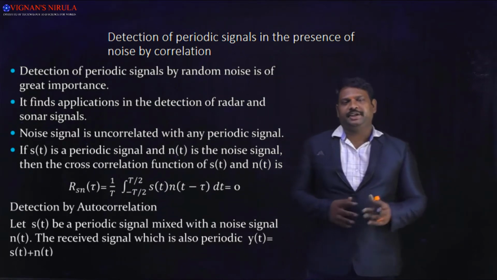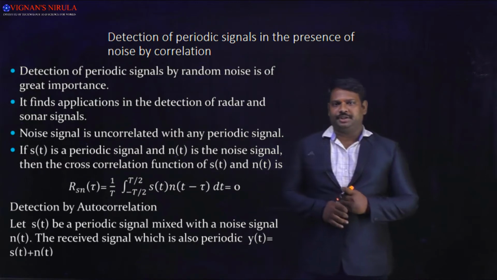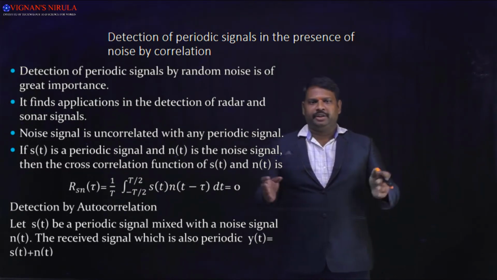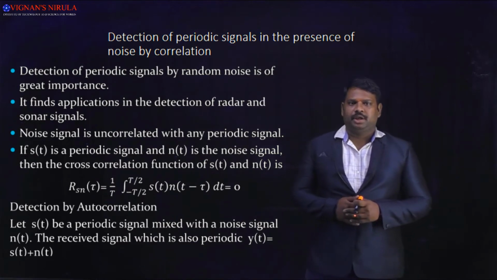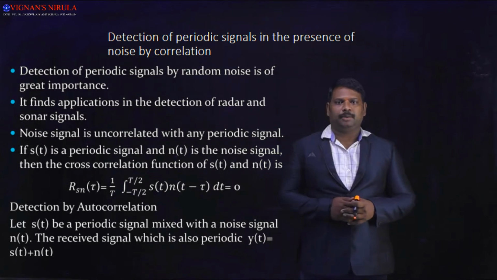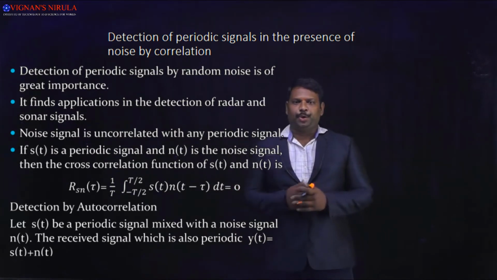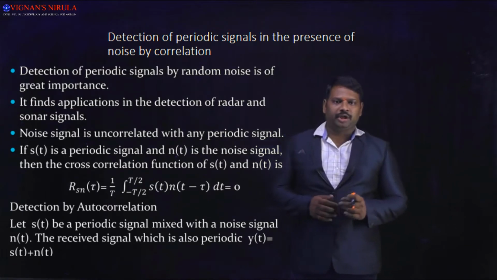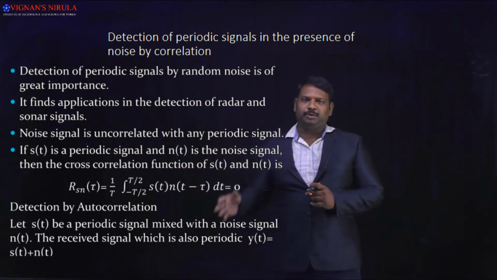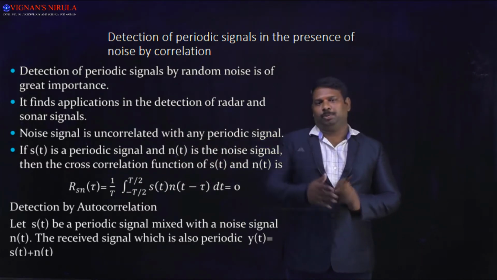Next topic is the detection of periodic signals in the presence of noise by correlation. The detection of periodic signals in the presence of noise is of great importance. It finds applications in the detection of radar and sonar signals. Generally, the noise signal is uncorrelated with the specific periodic signal. The noise signal is randomly present and will not have any correlation with our periodic signal.